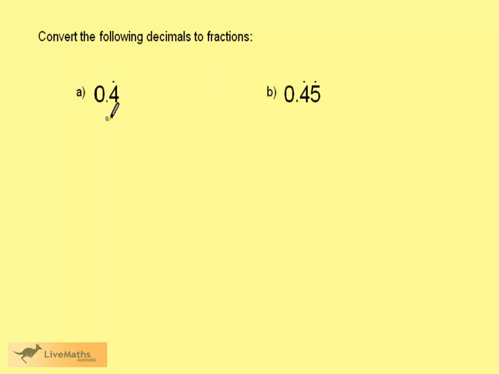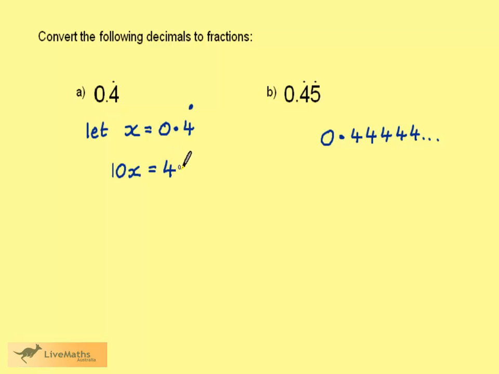Let's look at 0.4 recurring. We let x be equal to 0.4 recurring. This is 0.444 and so on all the way to infinity. Now consider 10 times x, 10 times 0.4 recurring. This must be 4.4 recurring. Multiplying 0.4 recurring by 10 moves the decimal point one place to the right, giving us 4.4 recurring.